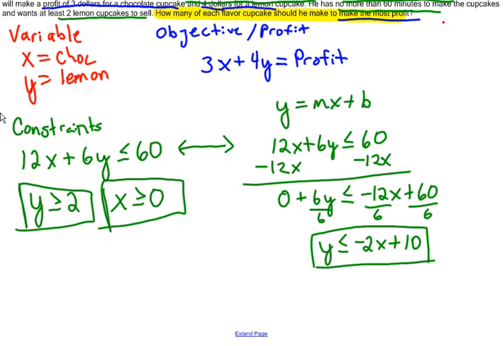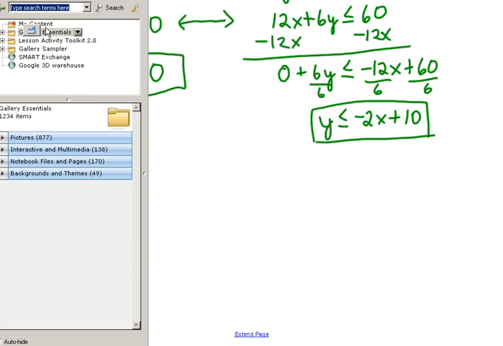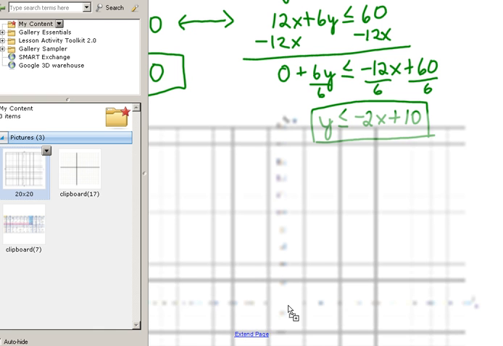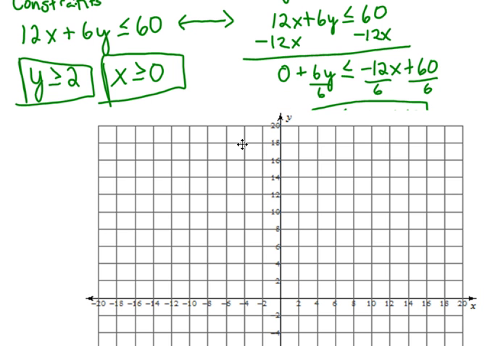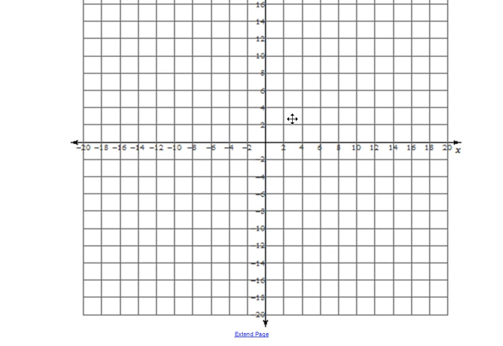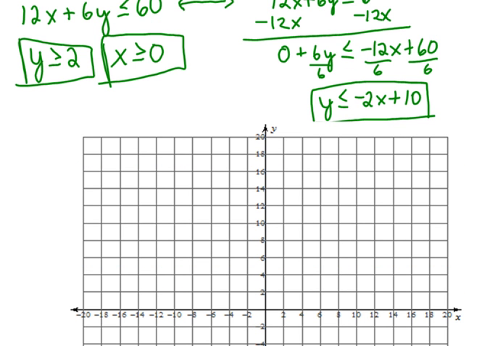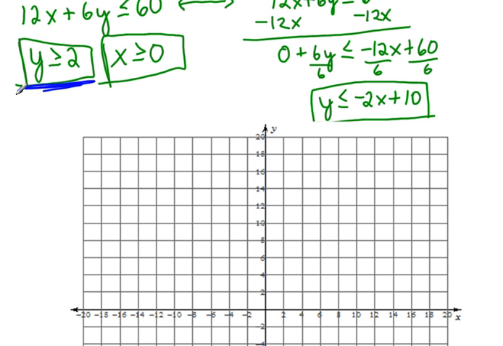So let me scroll down a little bit here, or extend the page. Okay. Alright, so that's done. So now what we need to do is graph them. So the first one I'm going to do is this guy, which I'll underline him in blue. Y greater than or equal to 2. Okay, how do you do that?